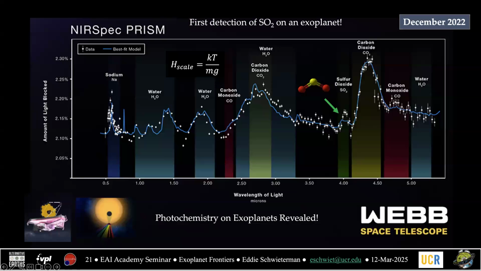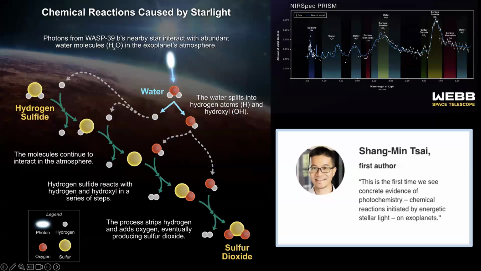Briefly, the way that this works is that light from WASP 39b can split apart water and hydrogen sulfide that are present in abundance in this Jupiter atmosphere. That sulfur and that oxygen can then combine together through a series of photochemical reactions, which was predicted by models before it was observed, and form sulfur dioxide. And the evidence of that sulfur dioxide is present in the spectrum. And this was a team effort by many, many people, one of whom was an author of the photochemistry paper, Shangming Tsai, who's now at ASIAA, but was briefly at UC Riverside.